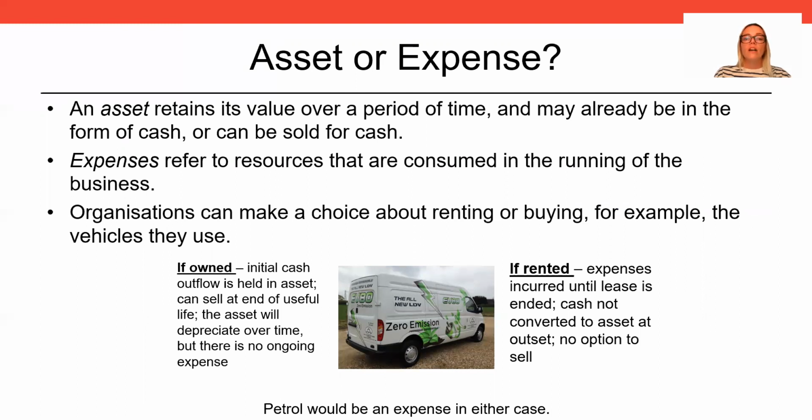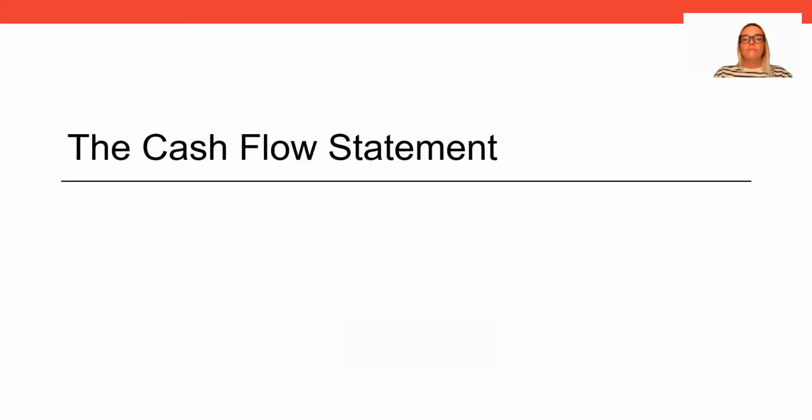So if something is owned, the initial cash outflow is held in an asset and you can sell it at the end of the useful life, but it will depreciate, reducing in value over time, but there's no ongoing expense. Whereas if it's rented, the expenses continue to be incurred until the lease is ended, and you can't convert any of the money back to an asset at the end because you do not own the asset. Petrol would be an expense in either case, but this van would be an asset or an expense depending on whether you owned it or you rented it.